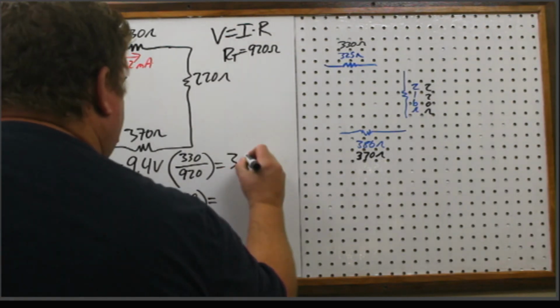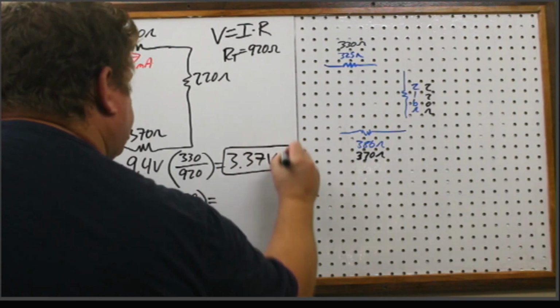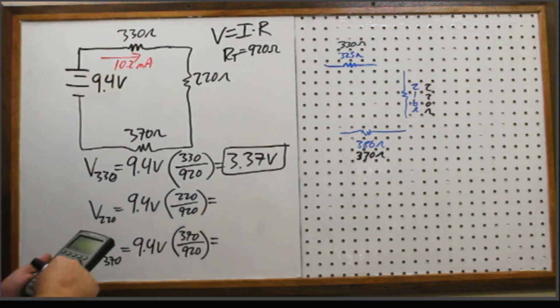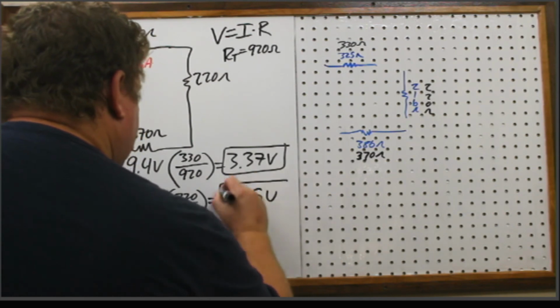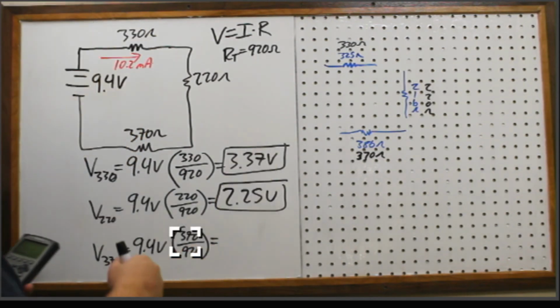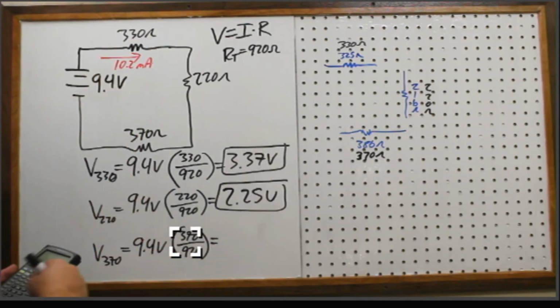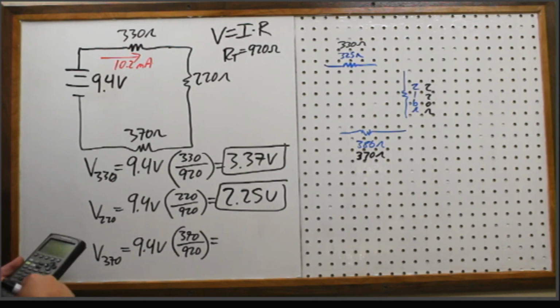equals 3.37 volts. The 220, okay, all I have to do is come in here and edit mine to say 220 and 2.25. So what is that, like 5.5? So this one should be like roughly 4. So this is going to be 370 over 920 this time.